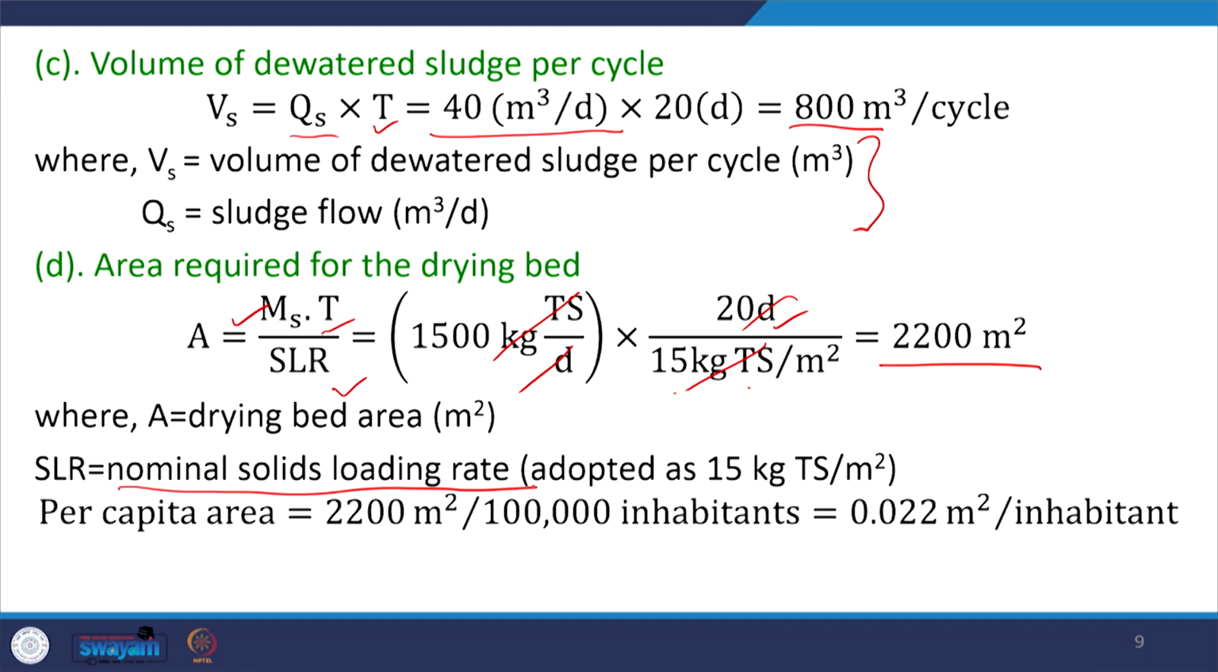Now, SLR is the nominal solids loading rate adopted as 15 kg TS per meter square for this. Now, per capita area is, because we have 1 lakh inhabitants, that means 2200 divided by 1 lakh. So, 0.022 meter square per inhabitant is the area which is coming.